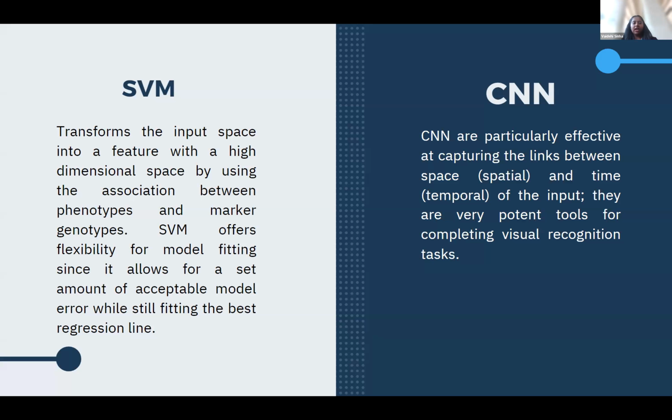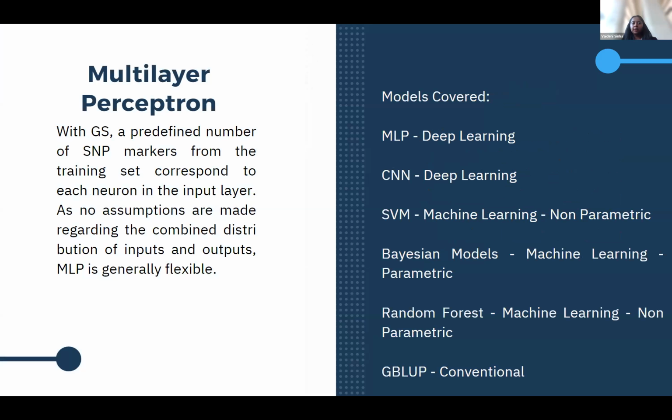The last model that we covered in our review paper was the MLP, or the multi-layer perceptron. It is a densely connected feed-forward neural network and often does not presume a certain structure in the input characteristics. With genomic selection, a predefined number of SNP markers from the training set correspond to each neuron in the layer. As no assumptions are made regarding the joint distribution of inputs and outputs, MLP is generally flexible. And I've presented here a brief summary of all the models that were covered and the categories that they fall in.